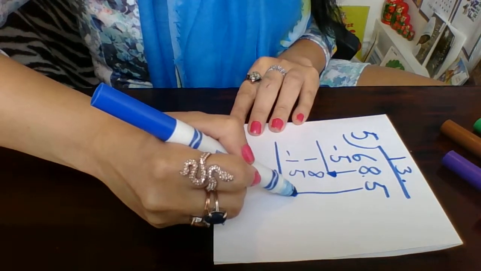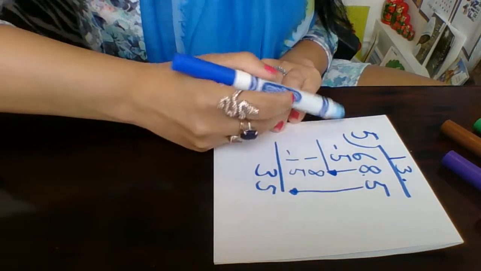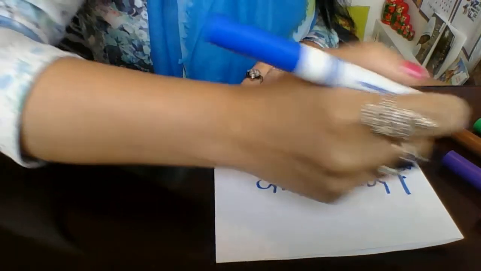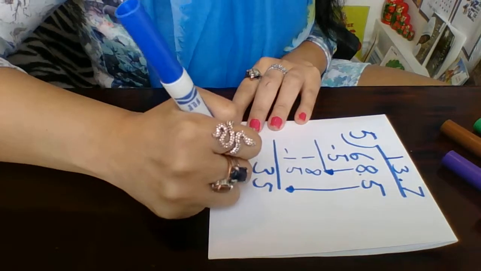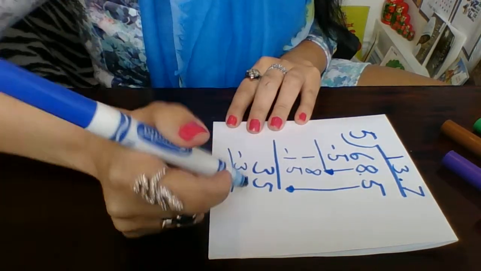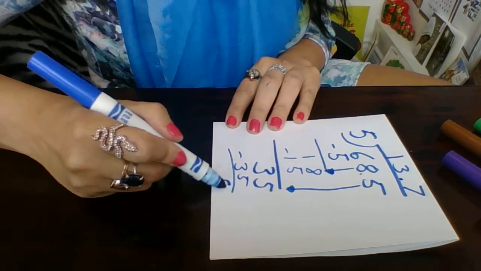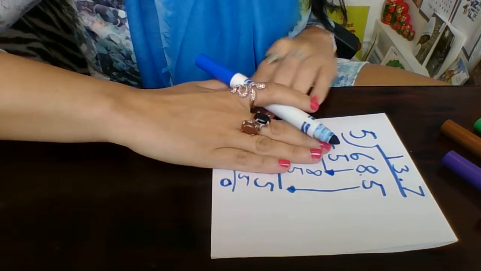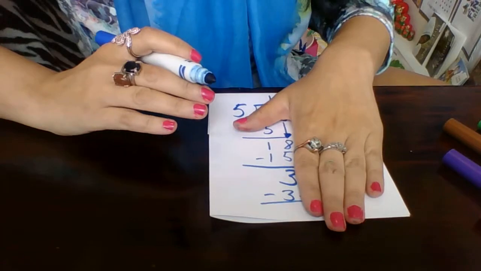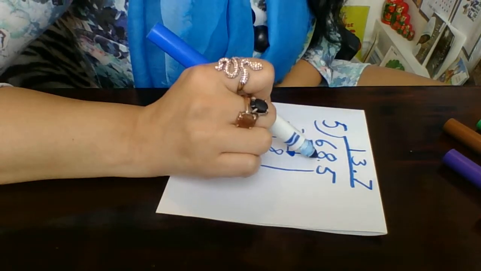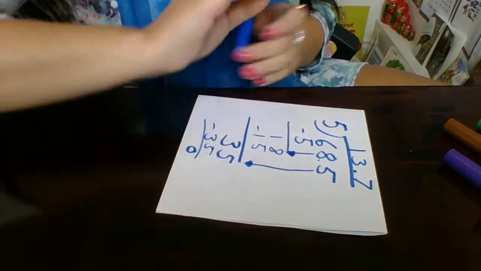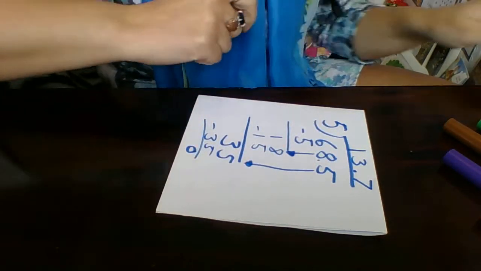Bring down the next number. 5 goes into 35 7 times. 5 times 7 equals 35, and I subtract. 35 minus 35 is 0. 5 minus 5 is 0. 3 minus 3 is 0. 5 goes into 68.5, 13.7 times. 13 decimal 7 times. All right, do another one.